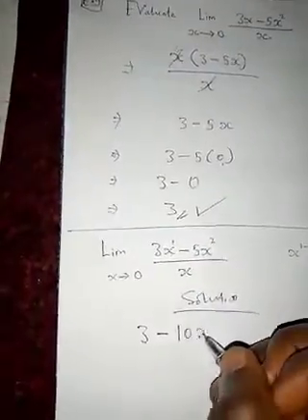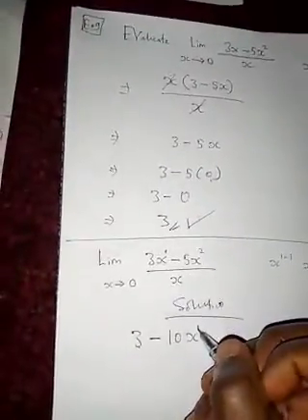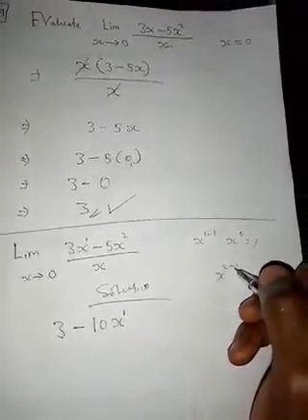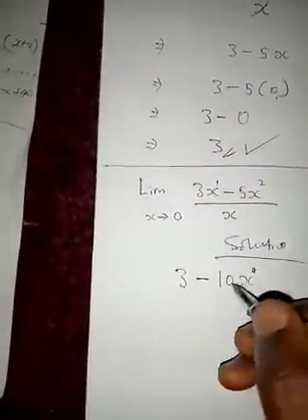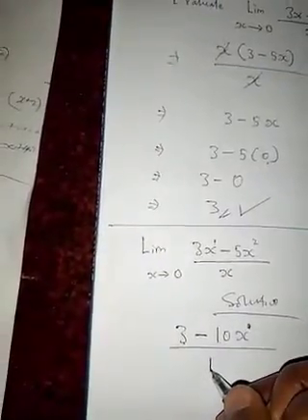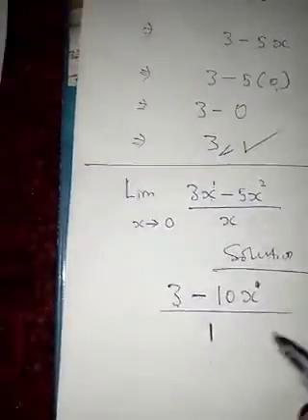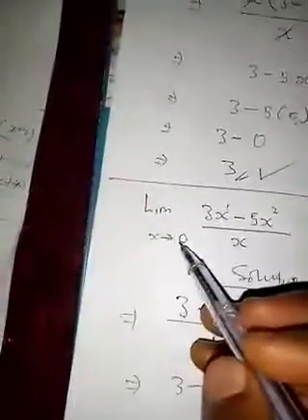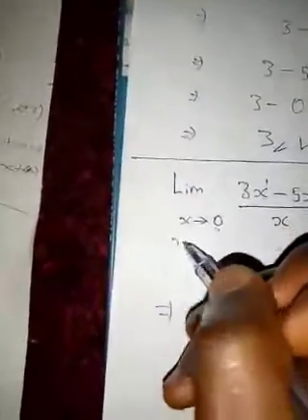Then after that, the power will also reduce to 1, because for x squared, if I subtract 1 from the power, it will reduce to 1. So for the top one, we are having 10x. For the denominator, we are having just x. When we differentiate only x, we'll be having 1. So this over this is still the same thing as 3 minus 10x. Now if I use substitution, we know that x tends to 0, which means x is equal to 0.